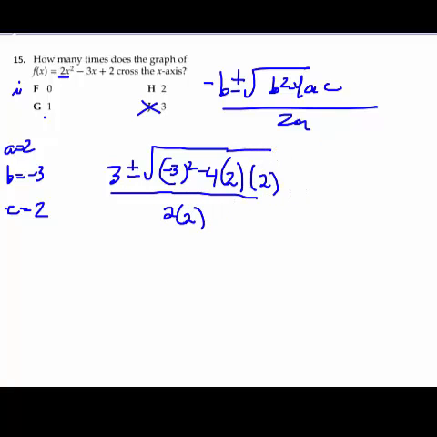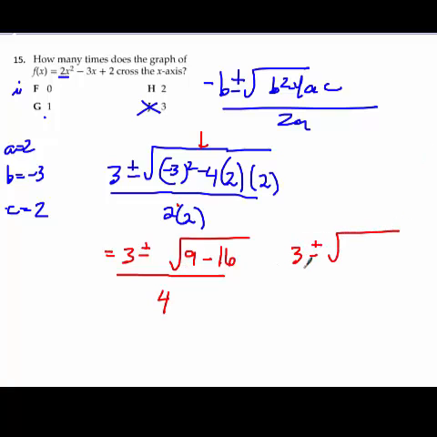So let's work out what is inside the square root part, leaving everything else alone. 3 plus or minus the square root. -3 squared is 9, so that gives me 9. -4 times 2 times 2 would be -8, and -8 times 2 would be -16, all over 4. So that says 3 plus or minus the square root of 9 minus 16, which is -7, all over 4.